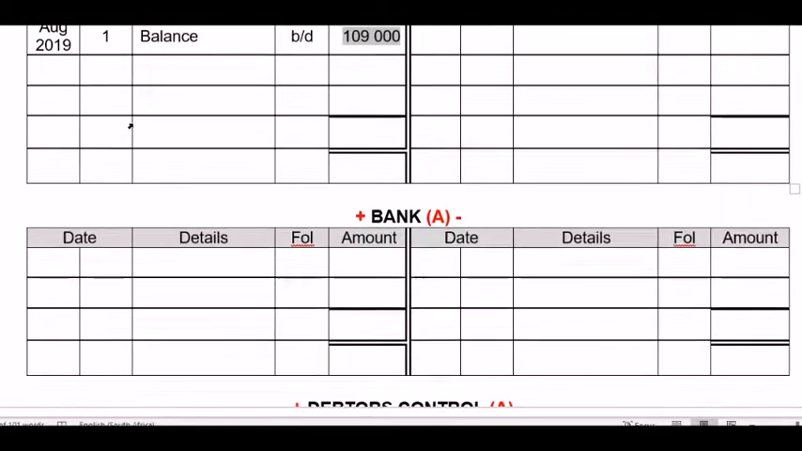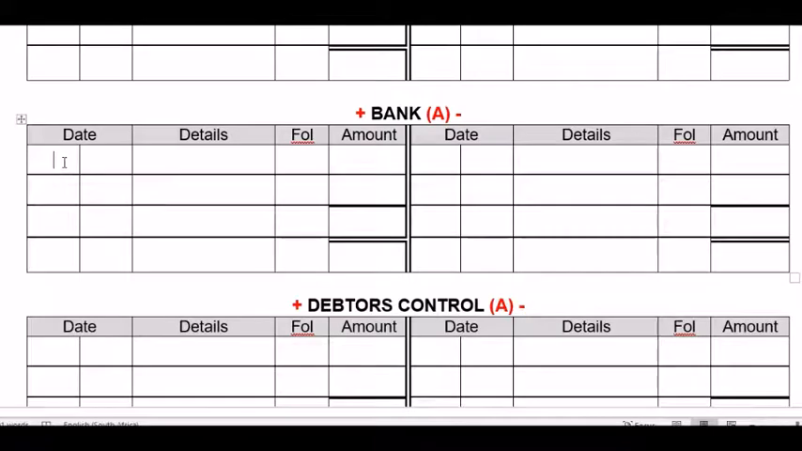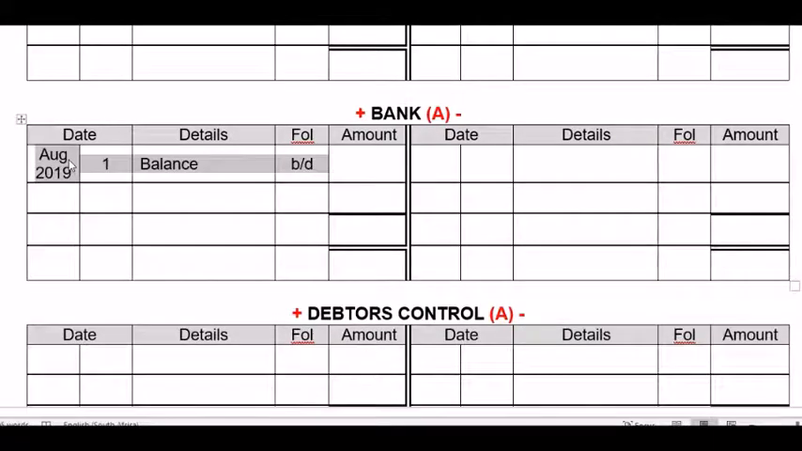Then the next opening balance was bank, which will always also go to the plus side, and it's balance sheet section. So you write 2019, the first, balance brought down, and the value was 332,000 Rand.